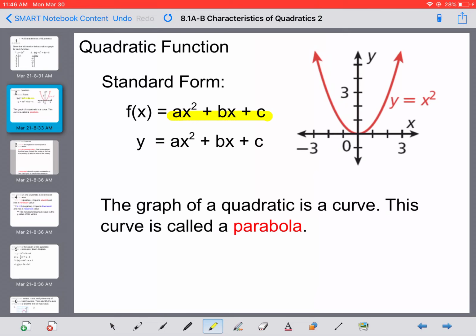The graph of a quadratic function forms a curve, as you can see on that graph there. That curve we call a parabola. So a quadratic function graphs what we would call a parabola. Let's talk about a couple of the characteristics of an actual parabola.